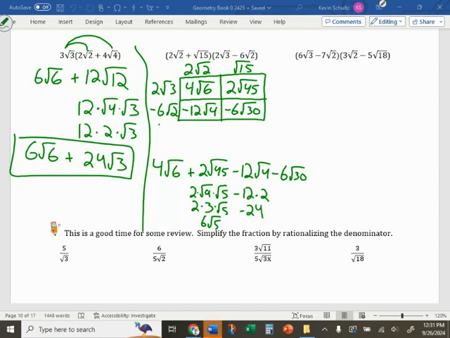Can we simplify negative 6 root 30? No. 30 has no perfect square factors. 2, no. 15, no. 5, no. 6, no. 10, no.